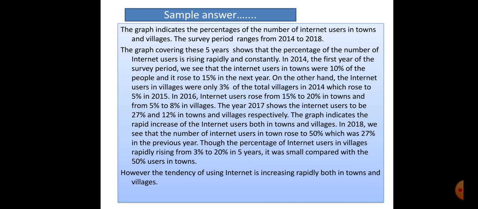The graph indicates the percentages of the number of internet users in towns and villages. The survey period ranges from 2014 to 2018. Here is the first paragraph of this graph. The second, in the describing part, I want to just examine or give the brief description. That is the graph covering these 5 years.